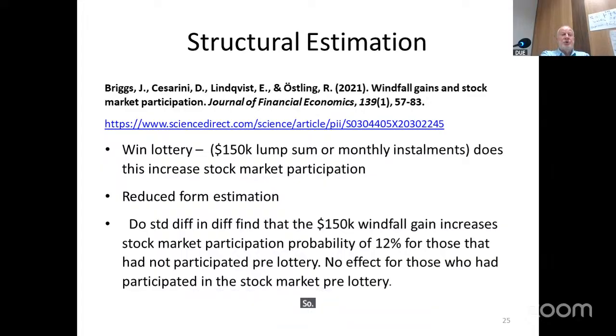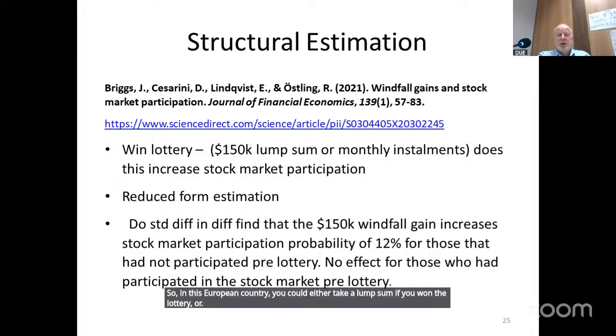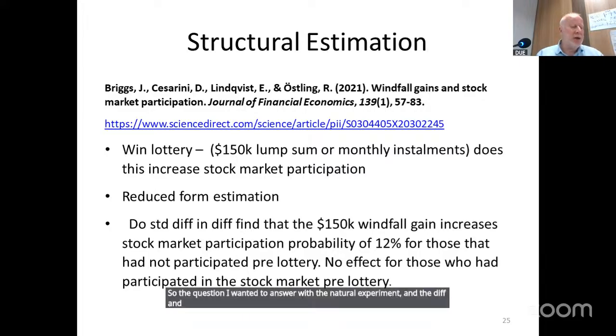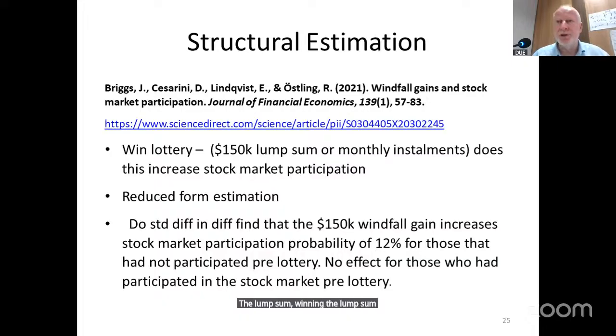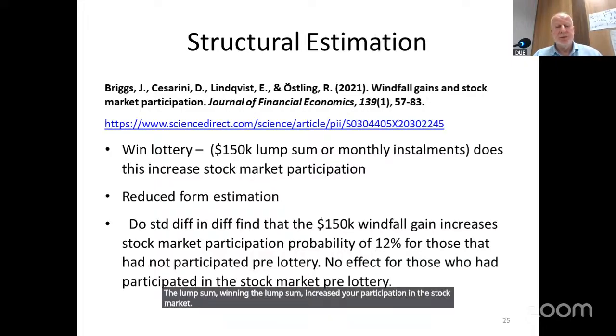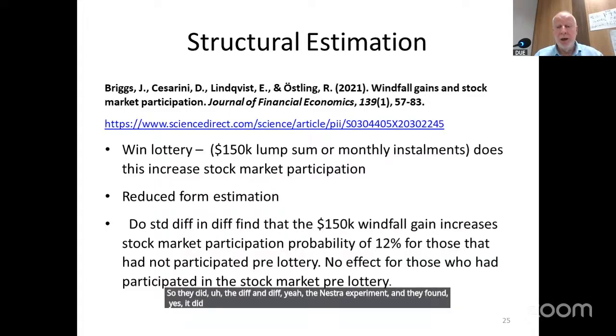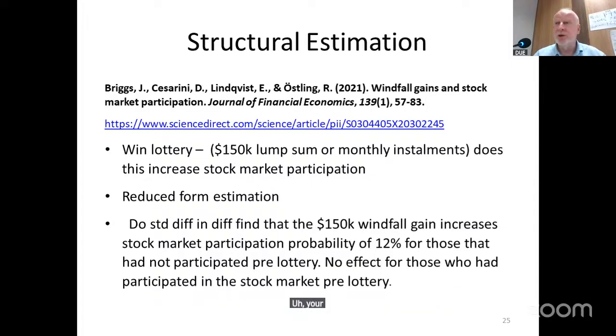So in this European country, you could either take a lump sum if you won the lottery or take monthly installments. Let's focus on the lump sum. The question they wanted to answer with their natural experiment and their diff and diff is whether winning the lump sum increased your participation in the stock market. They did the diff and diff, the natural experiment, and they found, yes, it did. It increased your participation in the stock market by 12%.